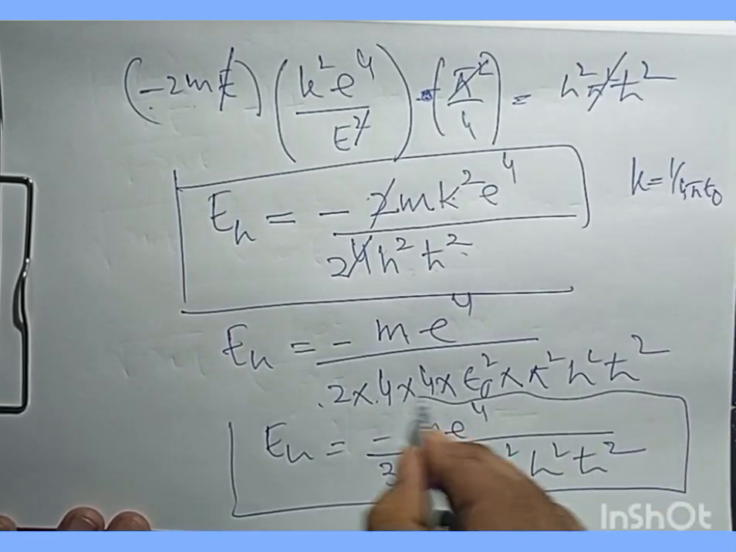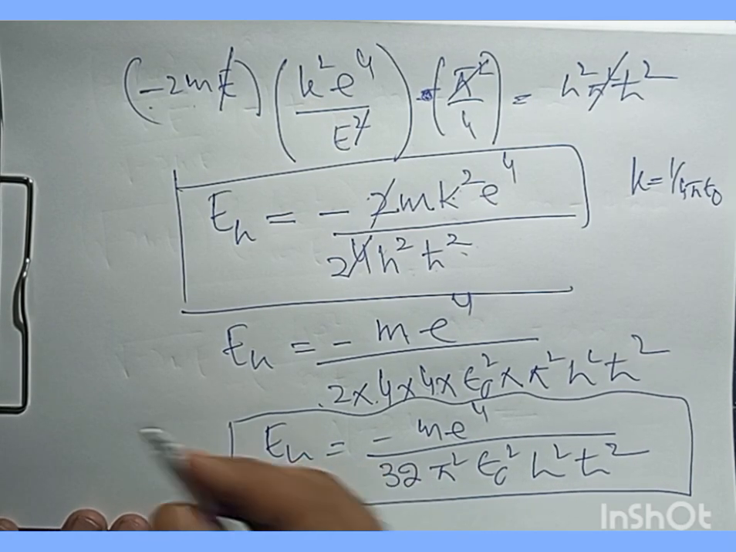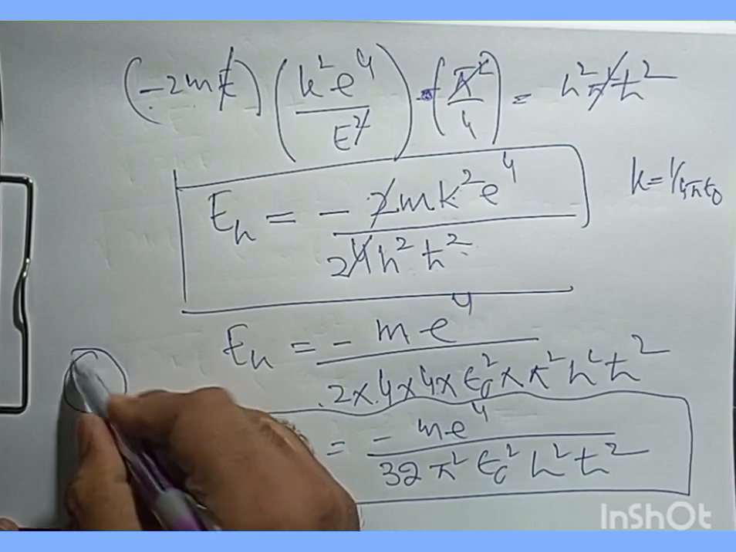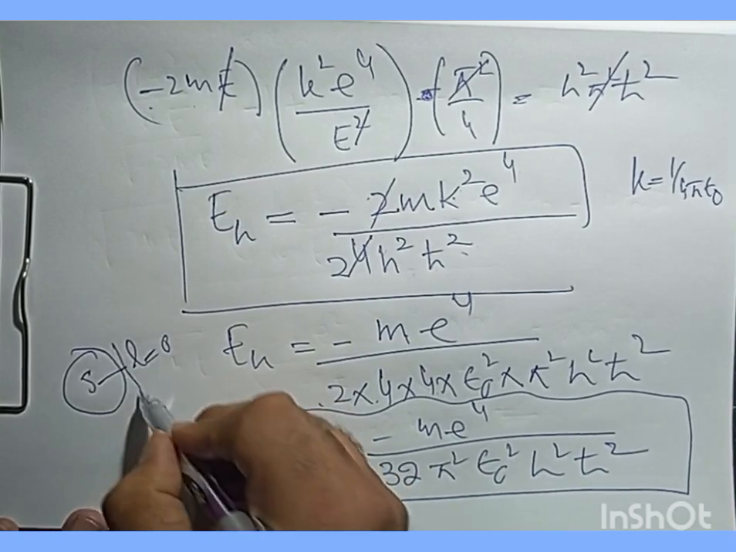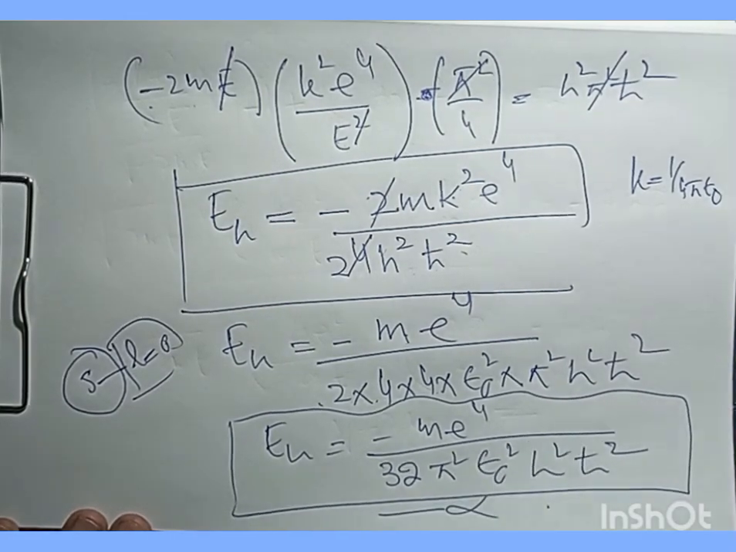So this is exactly the energy. Using this formula we can calculate the energy levels of the S state of an electron, the closest state where L is equal to 0, of an electron in hydrogen atom. That's it.